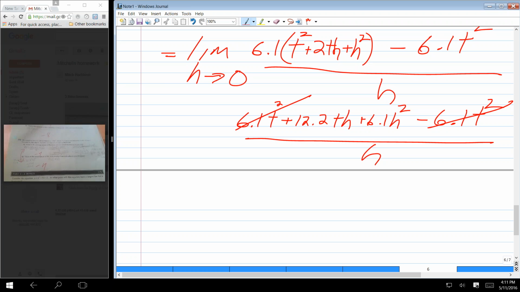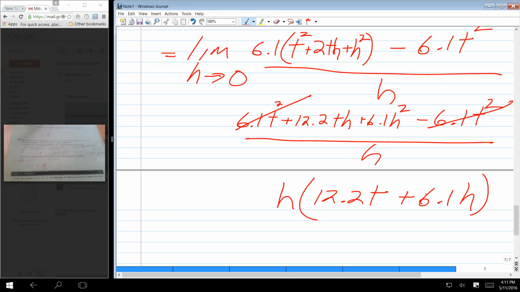So let's factor the h out. What is our new numerator? We're going to factor an h out. What do we got left? 12.2 t plus 6.1 h. Now that h that's in the numerator is going to cancel with the h in the denominator, right? And that solves the ultimate problem, which is we don't know how to do 0 divided by 0. Well, we don't have 0 divided by 0 anymore.